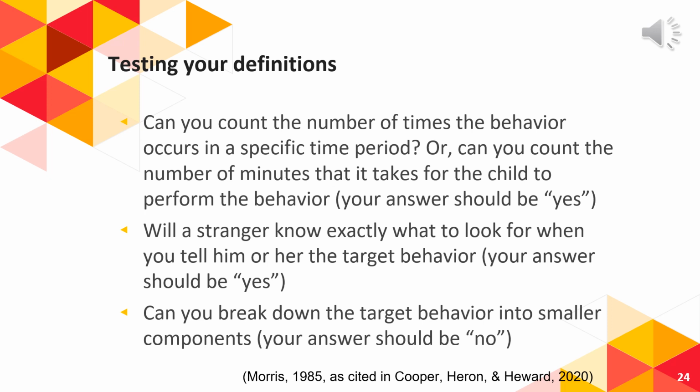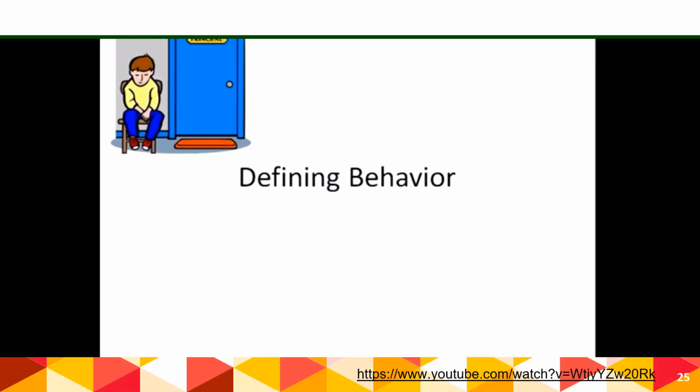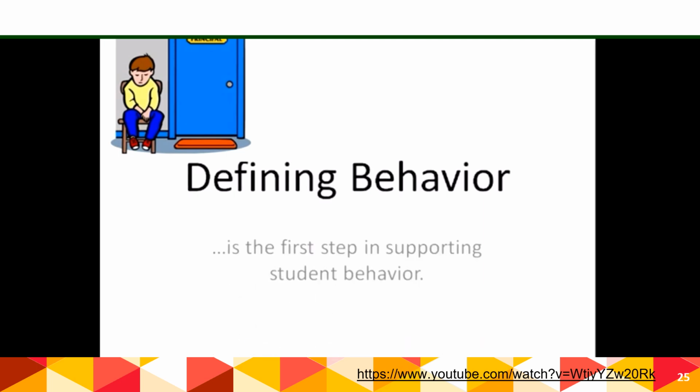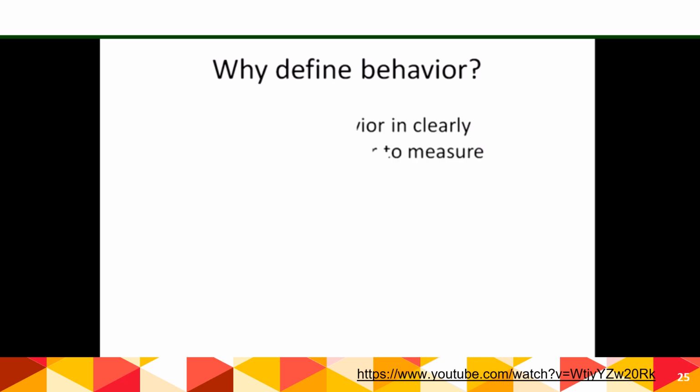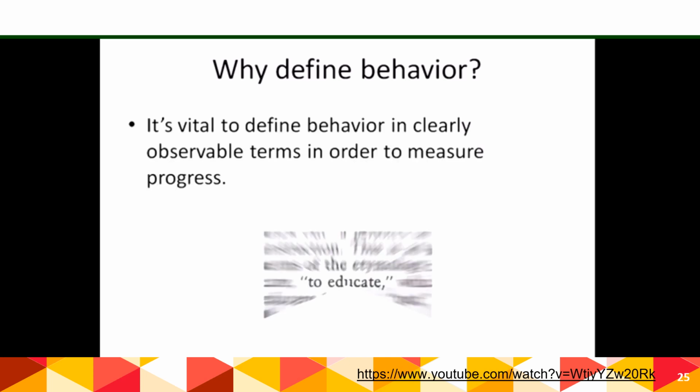Now we will watch a video that will help us identify poorly written behaviors and how to make them more acceptable. Before we can change student behavior, we need to define that behavior. In fact, defining behavior is the first step in supporting student behavior. Now, some people may say, why take the time to define behavior? But it's vital to define behavior in clearly observable terms in order to measure progress.